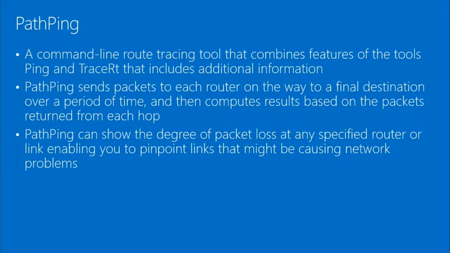PathPing, a command line routing tool that combines features of basically ping and traceroute, including some additional information. It sends packets to each router on the way to the final destination, and then computes results based on the packets returned from each hop. A hop is basically crossing a router or a router device. PathPing can also show the degree of packet loss at any specified router, so this can give you a little bit of troubleshooting information.